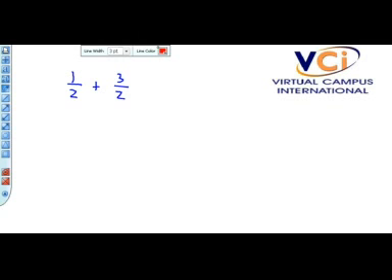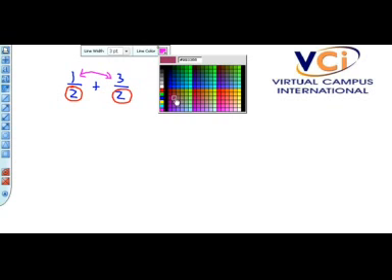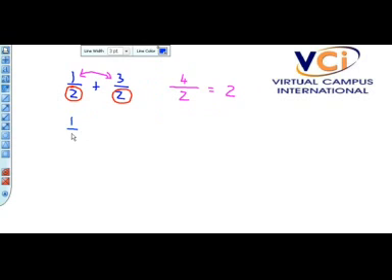No. Okay, the important thing that I need for you to see is that we've got the same number at the bottom. Which means if the number at the bottom is the same, you can leave it as that, but then you just add those two numbers together. So what is 1 plus 3? 4. Alright, and then you've got 4 over 2. And what is 4 divided by 2? 2. Okay, it's 2.